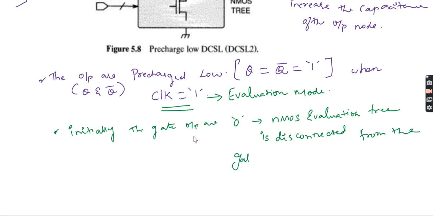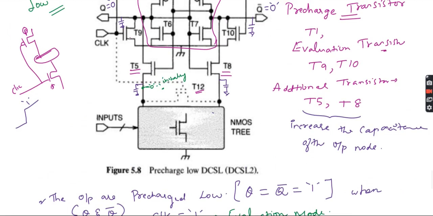It will be disconnected from the gate output by T5 and T8. You can see T5 and T8 here. The gate output will be disconnected because both are 0. Q is 0 and Q bar is also 0. So I won't get any value in this place, because this portion is 0 and this is also 0. The NMOS is open, both are open, so this NMOS tree is disconnected.